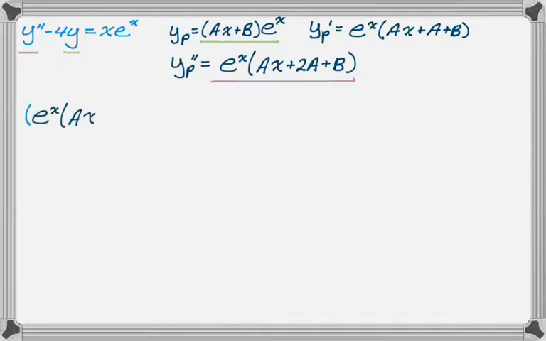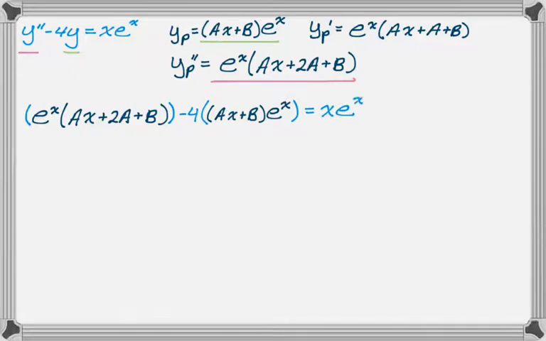So first we're subbing for y double prime, and then it'll be minus 4, substitute for y, and then this whole thing equals x e to the x. And now what we're going to do is factor and then equate coefficients. That's the typical thing.